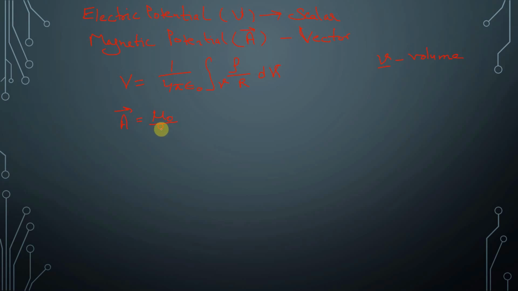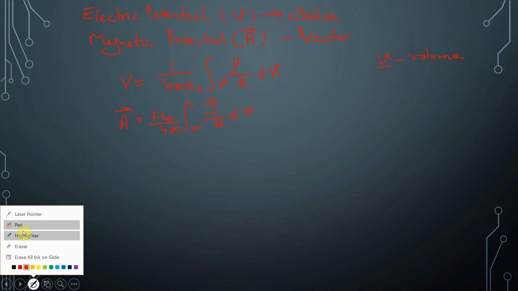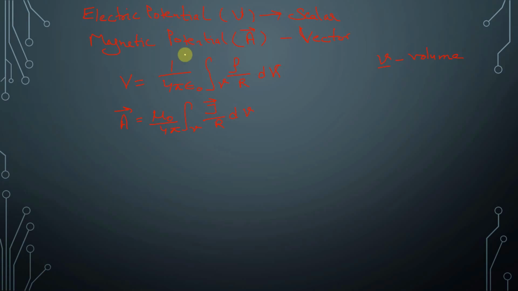Similarly, we can easily find the value of A by using this formula: A is equal to mu naught upon 4 pi, volume integral of current density divided by the distance where we want to find this value. So these two formulas are used to find V and A. Now, if you see here, the electric potential is a function of rho, and A is a function of J.